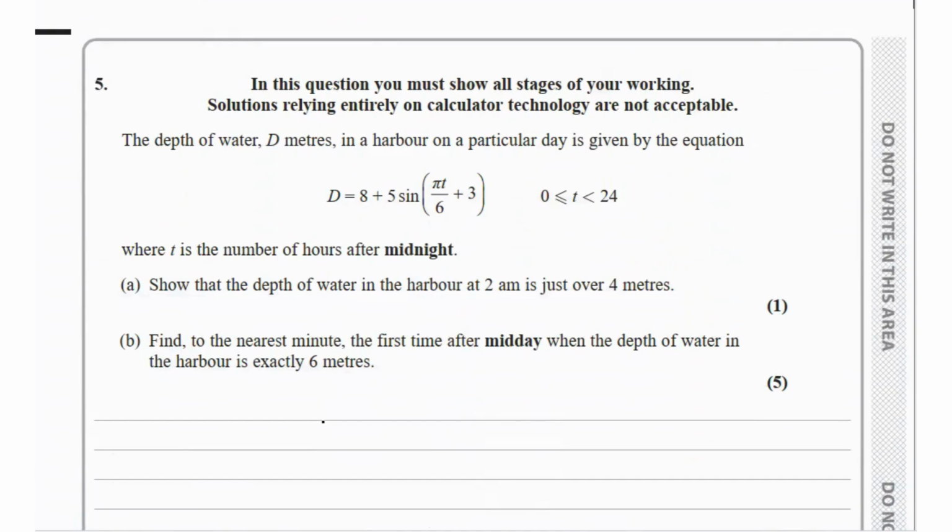Then it says, in this question, you must show all stages of your working. Solutions relying entirely on calculator technology are not acceptable. So the depth of water d meters in a harbor on a particular day is given by the equation d = 8 + 5 sin(πt/6 + 3), where t is from 0 to 24, where t is the number of hours after midnight. Show that the depth of water in the harbor at 2 am is just over 4 meters. Find to the nearest minute the first time after midday when the depth of water in the harbor is exactly 6 meters.